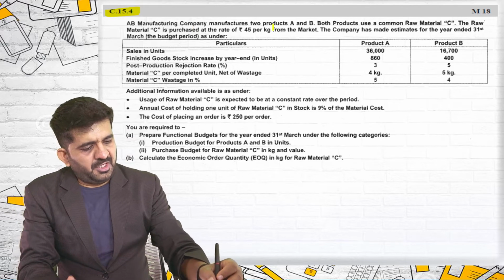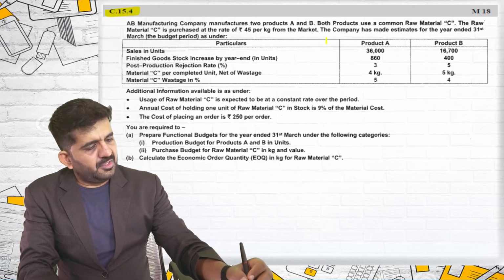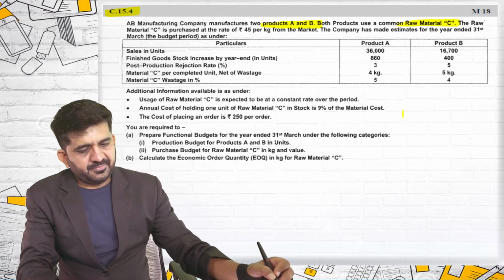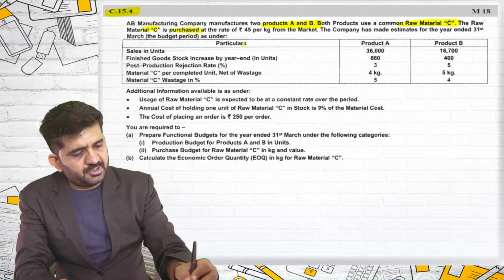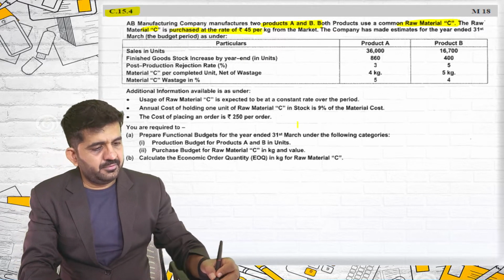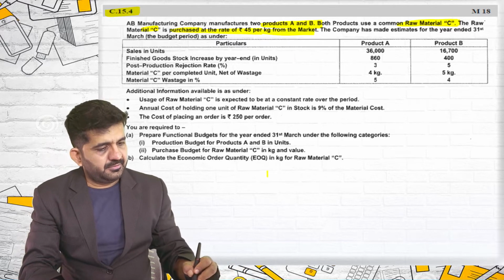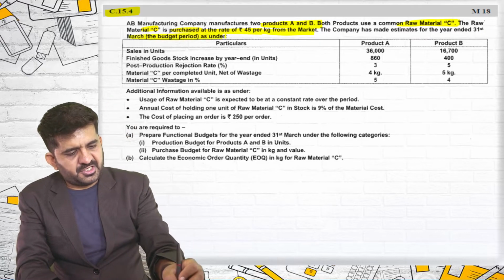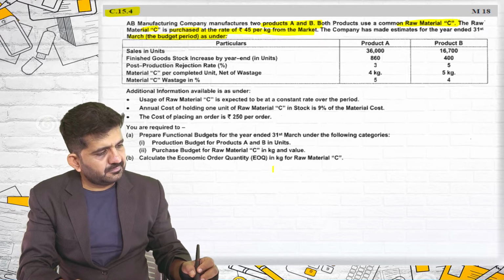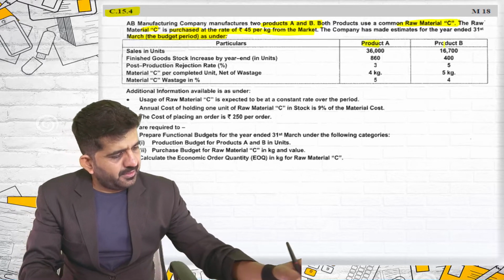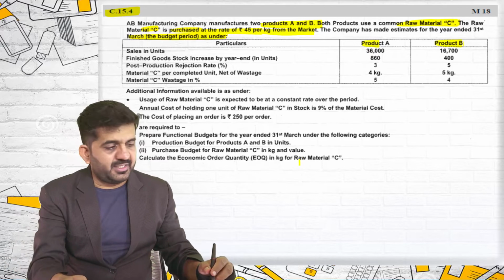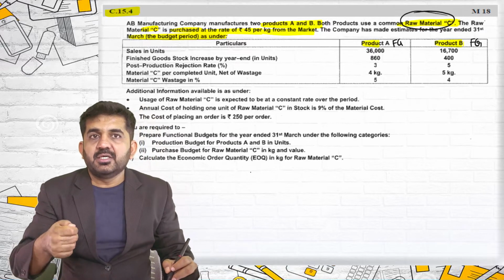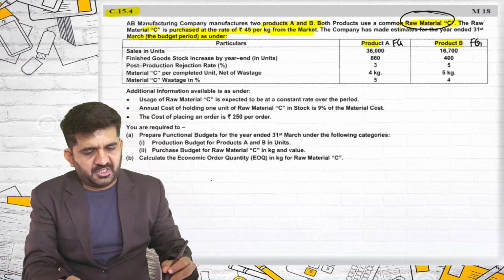15.4. AB Manufacturing Company manufactures two products A and B. Both products use a common raw material C. The raw material C is purchased at a rate of rupees 45 per kg from the market. The company has made an estimate for the year ending 31st March as under. Product A, product B. What are product A and product B? Are they raw material or finished goods? They are finished goods. Raw material is only one, C. So both products are manufactured from raw material C.